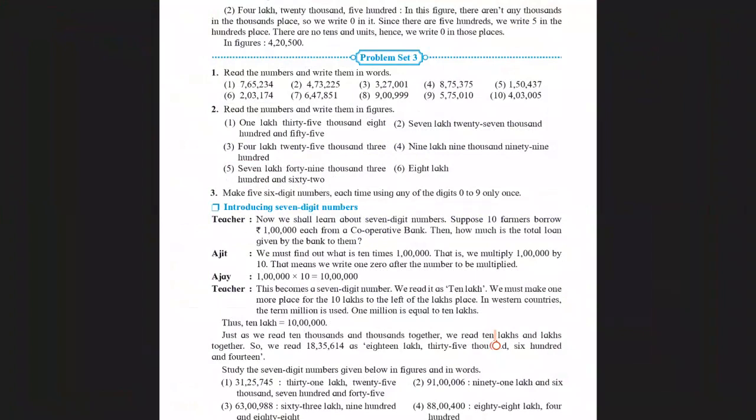8,75,375. The fifth question, 1,50,437. Sixth question, 2,03,174. Seventh question, 6,47,851. Eighth question, 9 lakh. There is no thousand value, both are 0. So it's 999. So it's 9,999.